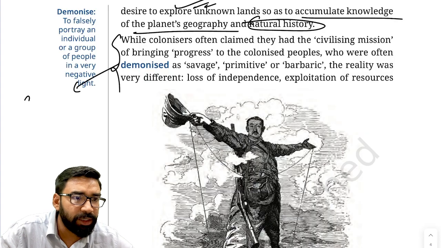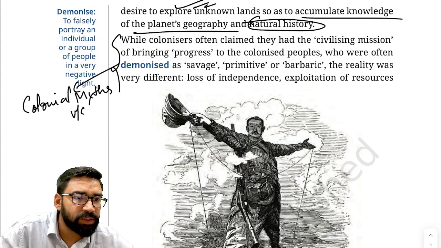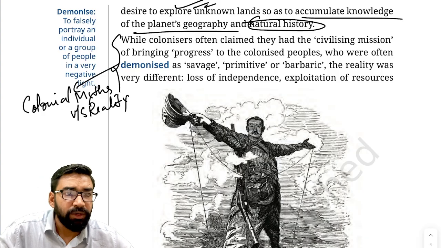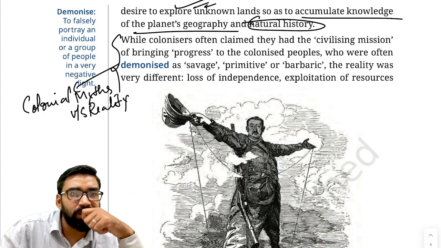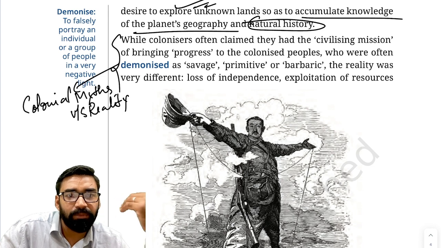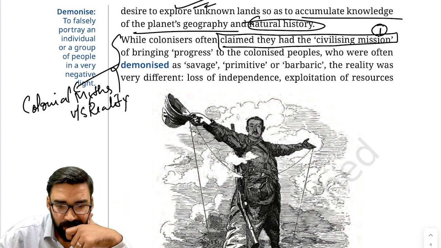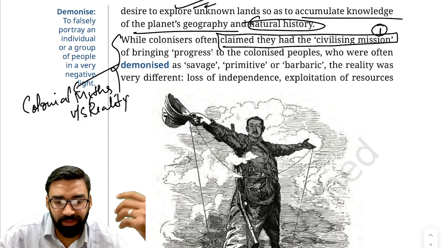Now, with respect to this, there are some colonial myths versus reality. When we say colonial myths versus reality, the first myth is that they claimed to be on a civilizing mission. This is the first thing. Clear? The claimed mission, the civilizing mission.